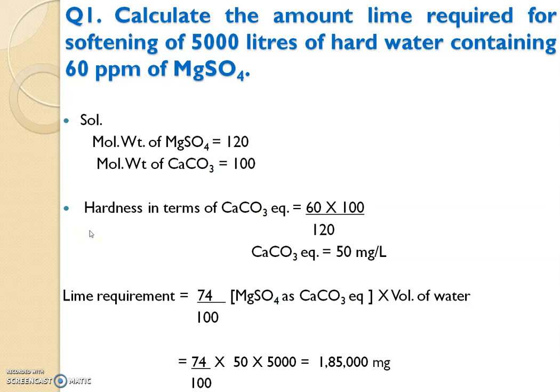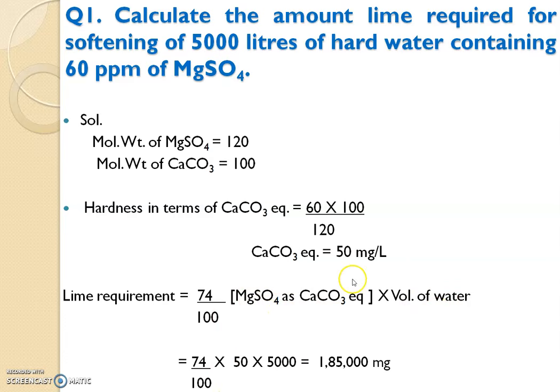Now we will calculate the hardness in terms of calcium carbonate equivalent. Just 60 into 100 upon 120. So magnesium sulfate hardness equals 50 milligram per liter, or ppm, calcium carbonate equivalent. Now we will put this value into the lime requirement formula. It is 74 by 100 because here only one salt is there. So we will use the concentration of magnesium sulfate into volume of water.